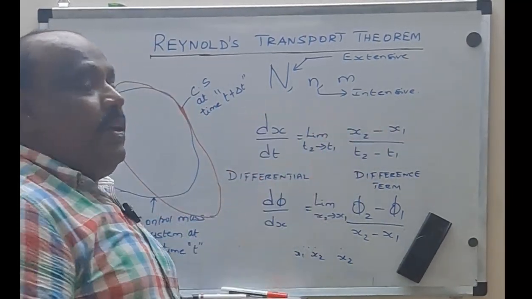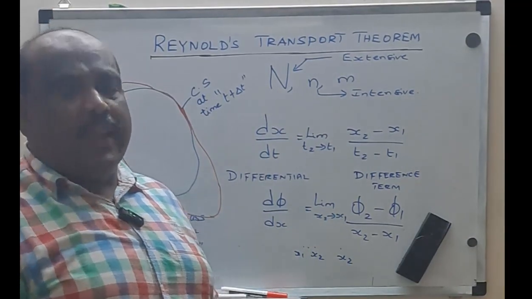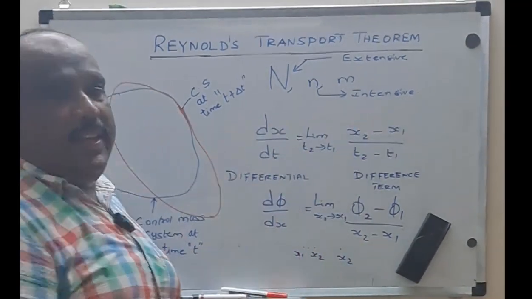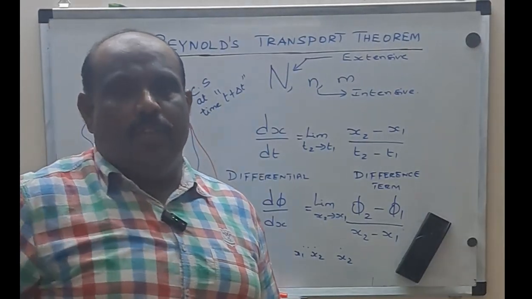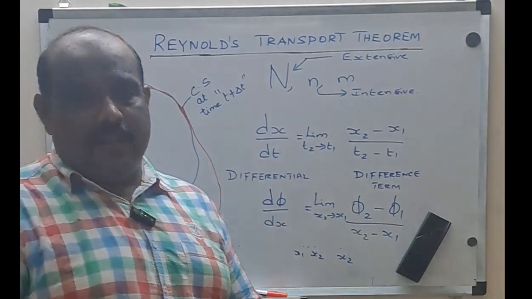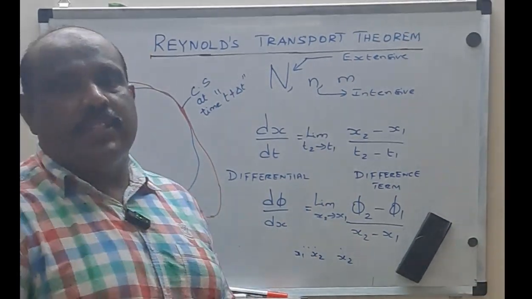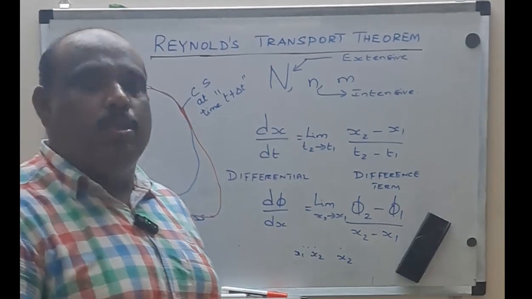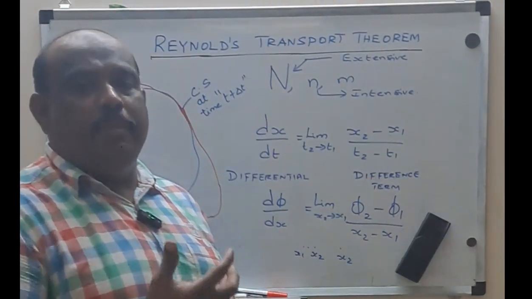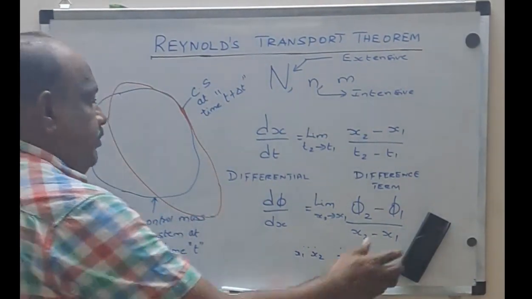What is the difference form? The differential form will be almost equal to the difference form when the limit in the denominator tends to disappear. With this concept, let us try to move further. This concept you should know in your basic stuff so that you can implement it to arrive at the Reynolds Transport Theorem.